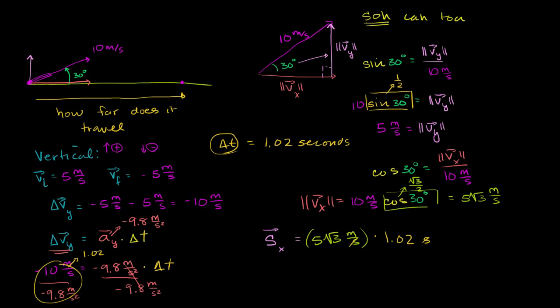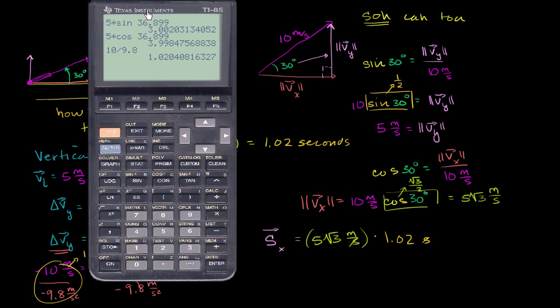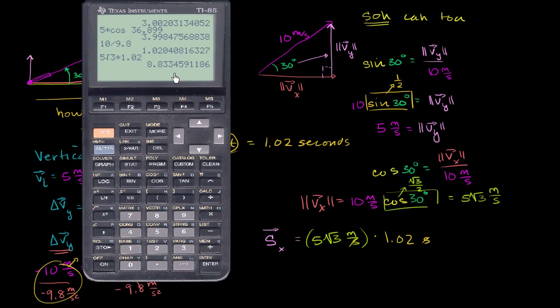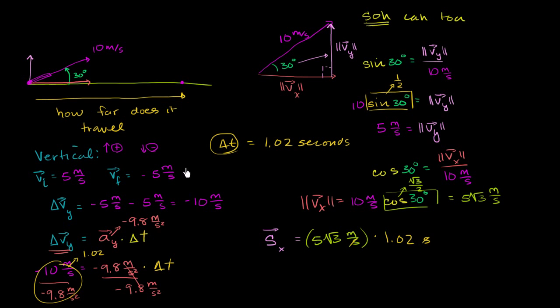And now we just get our calculator out to figure it out. So we have 5 times the square root of 3 times 1.02 gives us 8.83 meters, just to round it. So this is going to be equal to 8.83 meters. And we're done.